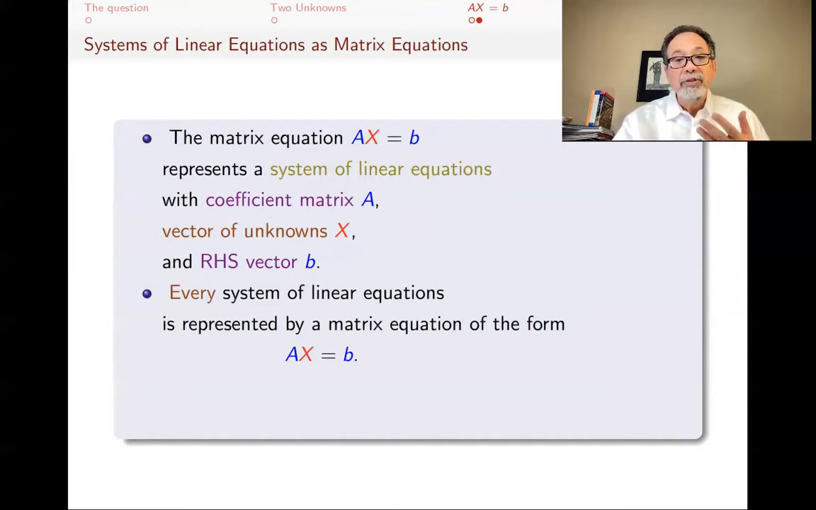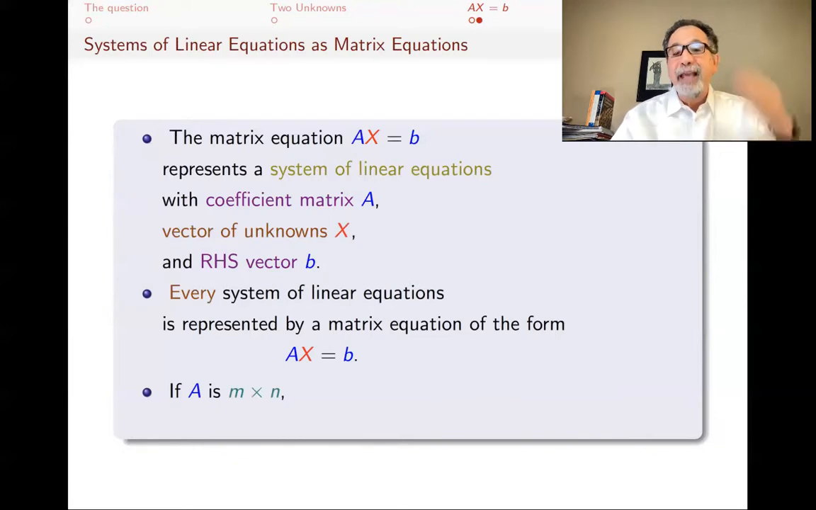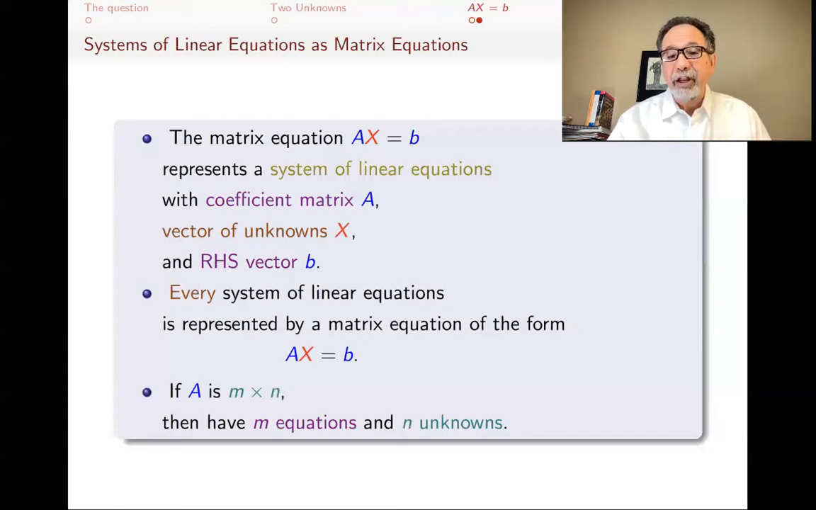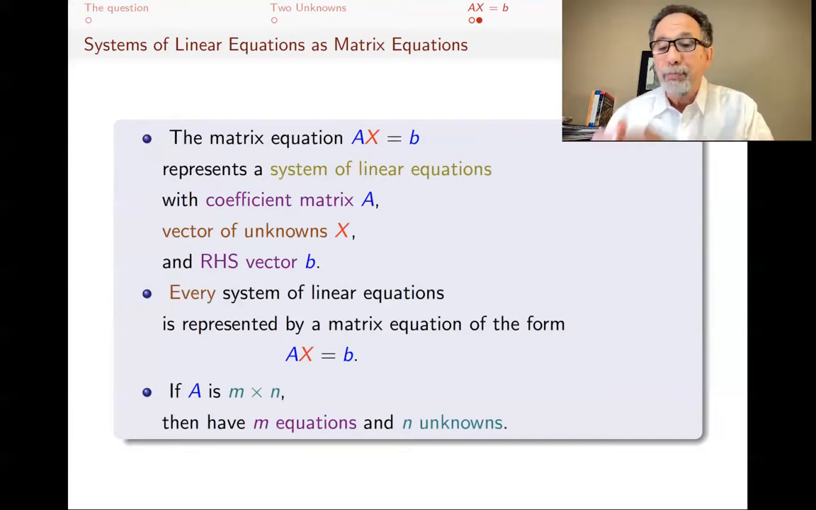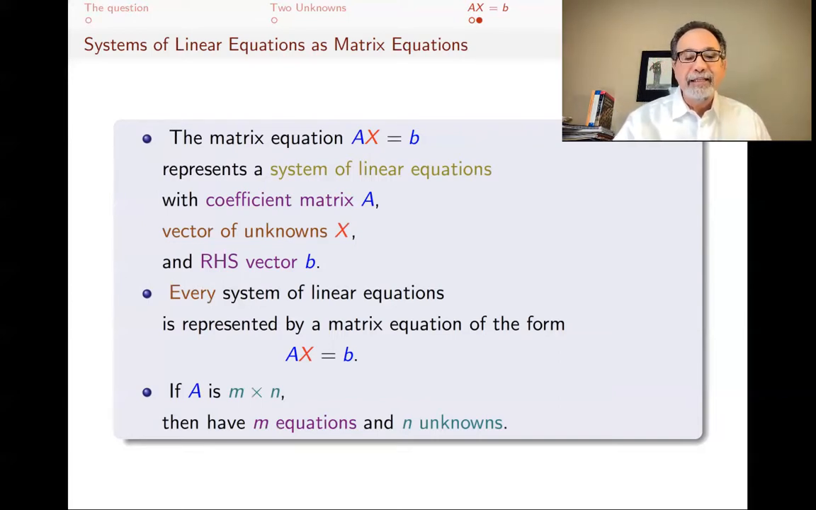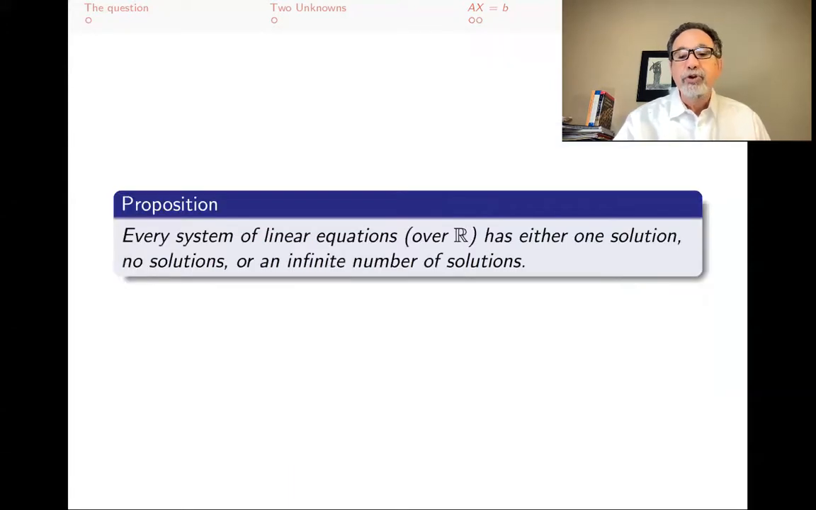So it pays, whenever you look at a system of linear equations, instead of getting lost in all those variables and coefficients and so on, to think that I'm just thinking about AX equals B. It's just much more compact and user-friendly. And note that if the matrix A is M by N, M rows and N columns, then that means that you're talking about M equations and N unknowns. Now, the matrix itself is not M equations and N unknowns. AX equals B is M equations and N unknowns. Okay, so what are we trying to prove?